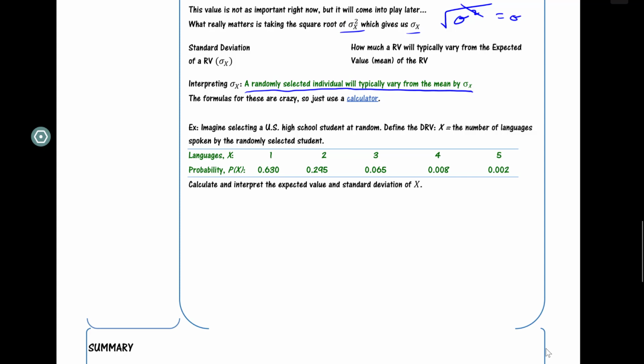So imagine selecting a US high school student at random, and we're going to define the discrete random variable x as the number of languages that a randomly selected student speaks. So here we can see the most likely number of languages is 1, by seeing that that's got the majority of students having that number of languages that they speak. However, we do know there is some variability here. So looking at just more what's the most likely, I want to know if I have a whole bunch of students, what's the average number of languages that they would speak? We can also calculate the standard deviation and see how much variability we see. So let's go ahead and take a look at that.